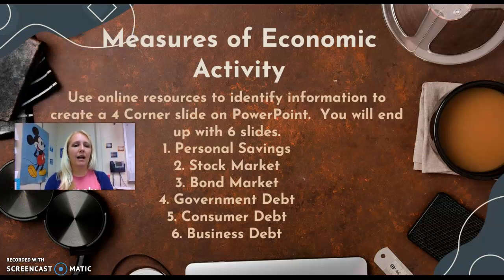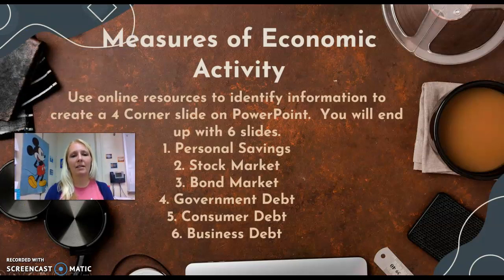Then we are going to look at some of the measures of economic activity. Using online resources, you can look up any online resources you can find. I want you to identify information to create a 4-corner slideshow on PowerPoint. You're going to end up with 6 slides for these 6 topics: personal savings, stock market, bond market, government debt, consumer debt, and business debt. These may be terms that you've heard or you kind of know a little bit about. I know in election years, government debt is always something that people talk a lot about.